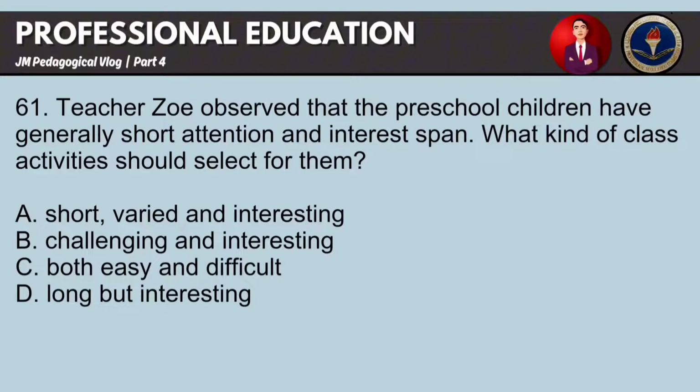Teacher Zoe observed that the preschool children have generally short attention and interest span. What kind of class activities should she select for them? A. Short, varied and interesting. B. Challenging and interesting. C. Both easy and difficult. D. Long but interesting. A. Short, varied and interesting.